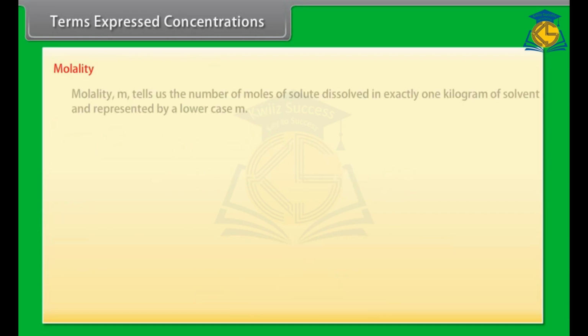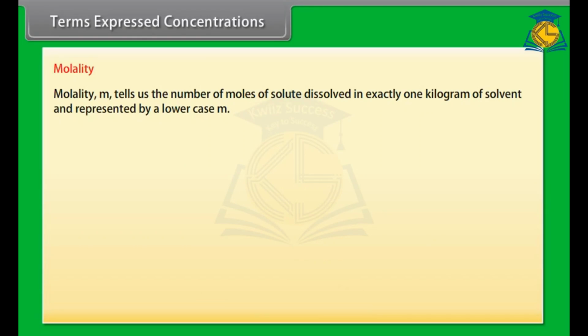Molality. Molality tells us the number of moles of solute dissolved in exactly 1 kilogram of solvent and is represented by a lowercase m. Molality is equal to moles of solute upon mass of solvent in kilograms.